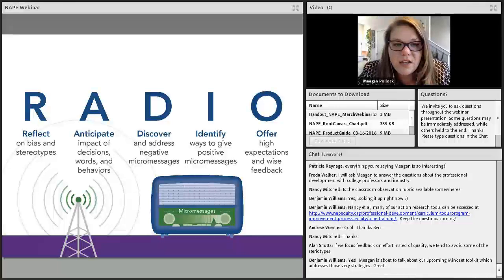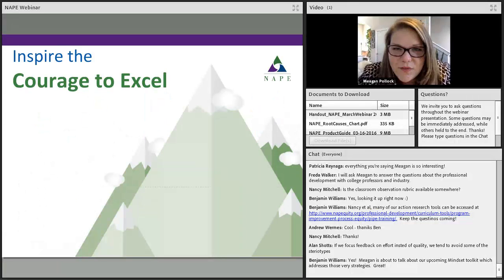I is for identify. We have to identify ways to give positive micromessages. That's how we build up our student self-efficacy, through positive, intentional micro-affirmations. And then the O is for offering high expectations and wise feedback. This mnemonic is really designed to help educators understand and apply the principles of our theoretical framework. And it is, in fact, one of the posters that we have available.